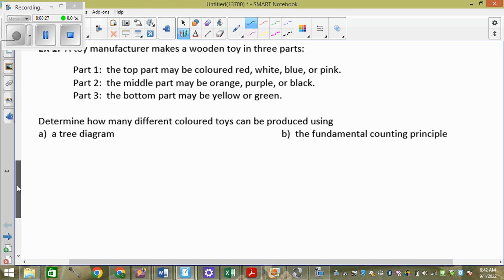So we're making a wooden toy. Part 1, the top part, may be colored red, white, blue, or pink. So there's 4 options for the top part. Middle part, orange, purple, or black. And the third part, yellow or green. And we're making a tree diagram from this.